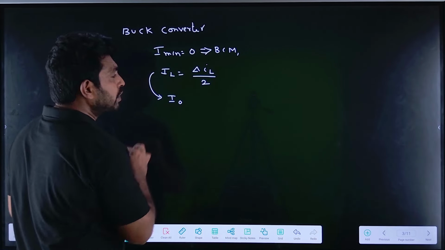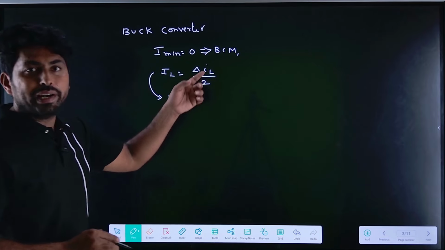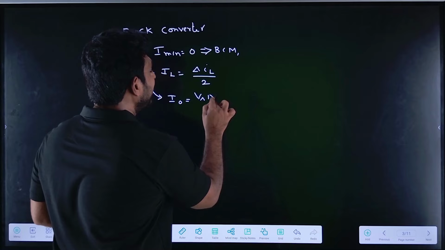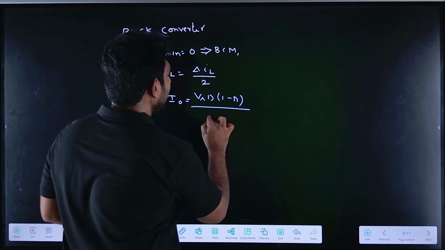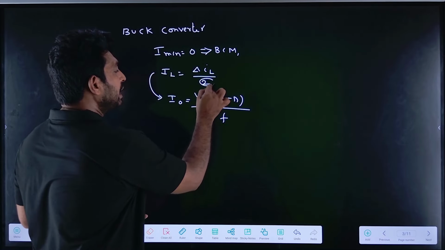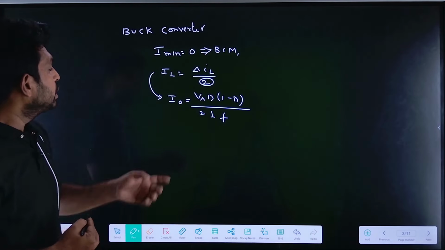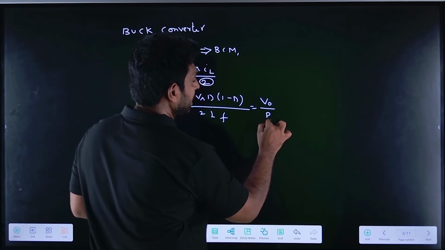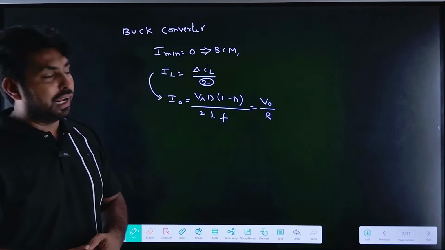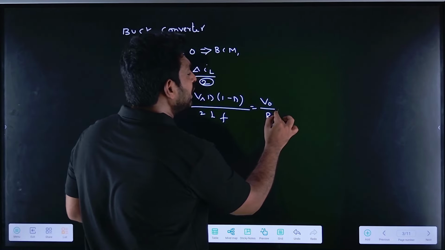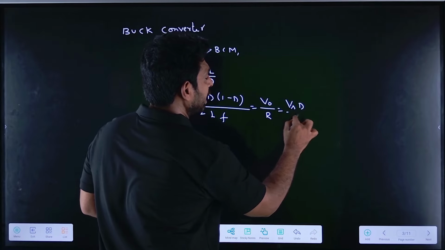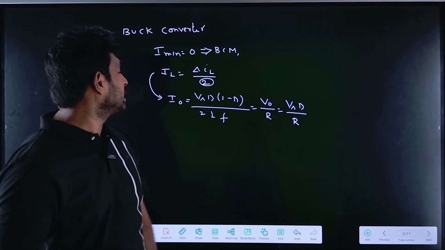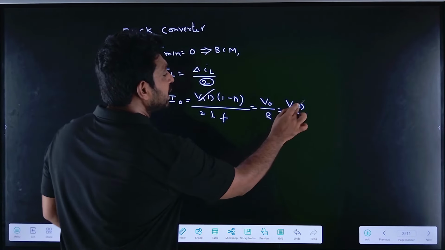If I replace IL with I naught, what is the delta IL expression in case of buck converter? Vs into D into 1 minus D divided by L. Here 2 is there, so it will be 2L. So I naught we can replace with V naught by R. So IL equal to V naught by R. I can replace V naught with Vs into D, so Vs into D by R. In case of the buck converter, V naught equal to Vs into duty cycle. So these two terms will get cancelled out.